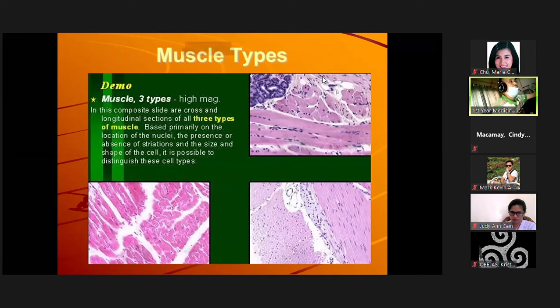So these are your muscle types again. You have your skeletal, you have your cardiac, and you have your smooth muscle.